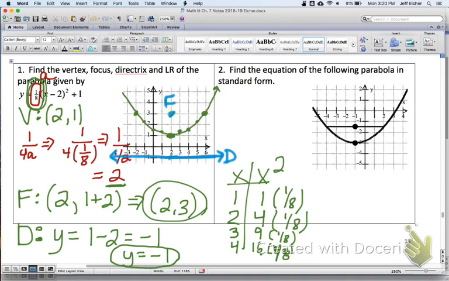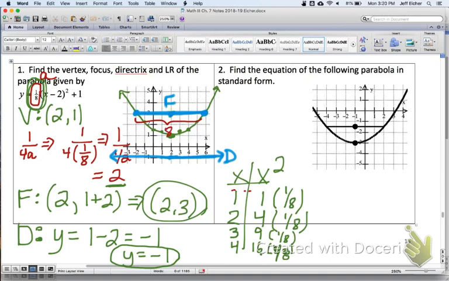What I'd like you to notice about the LR. The LR connects from here to here, and it passes through the focus. Notice that that's a perfect number here. It's not a fractional number. So this distance from here to here, that distance is 1, 2, 3, 4, 5, 6, 7, 8.